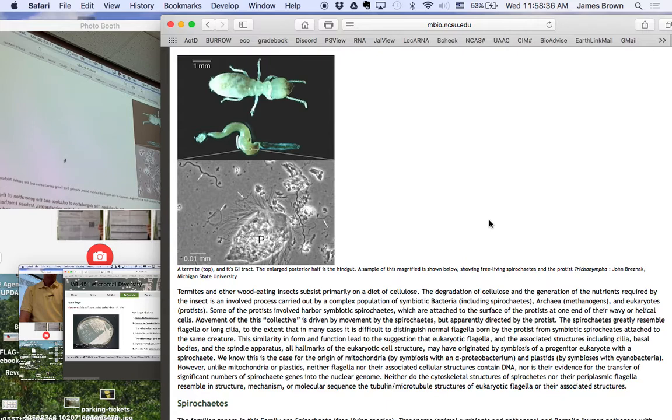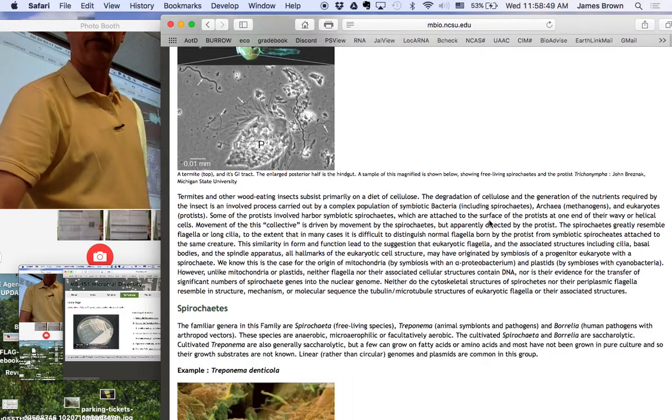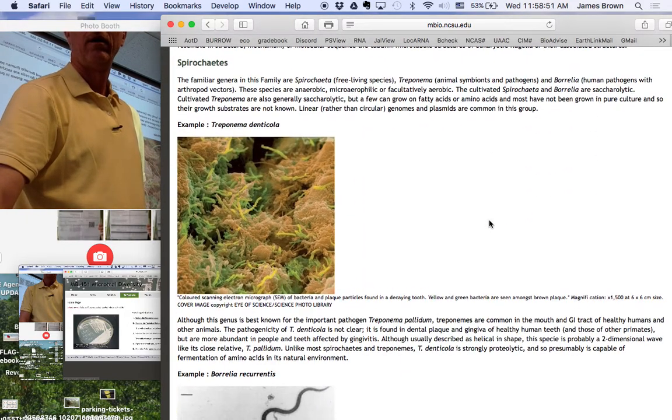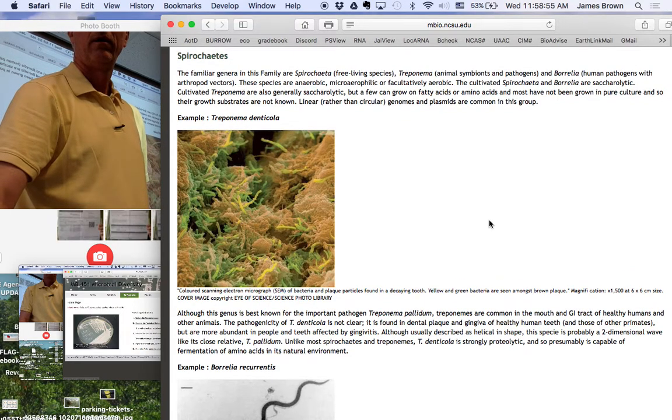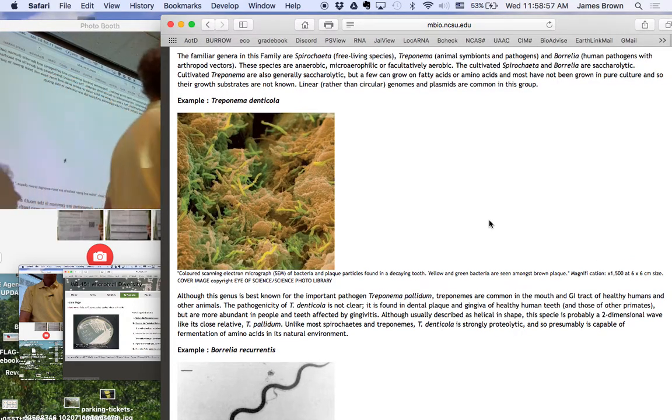This led to the notion that flagella and cilia in eukaryotes may have originated from spirochetes. That is almost certainly not the case, but it is an interesting case of convergence of structure. So here's an example of a spirochete. This is Treponema denticola. This lives in your mouth.